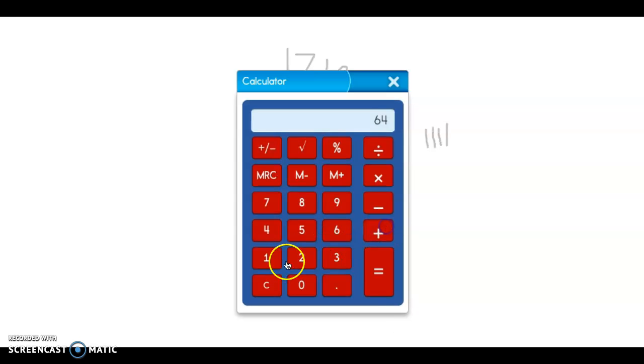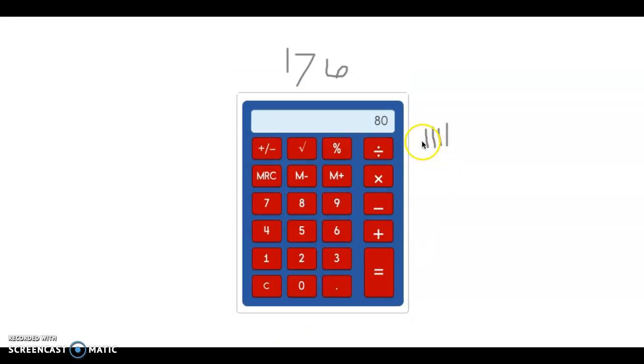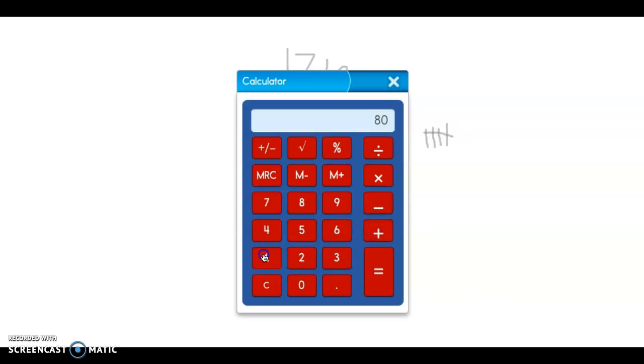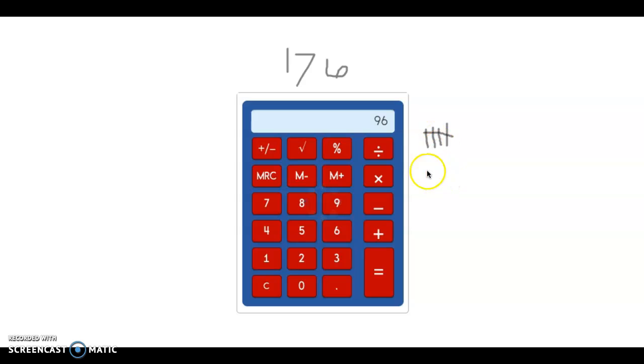Now I'm going to add 16 equals 80. Still not there. Let's do another tally. I have 4 marks, so the 5th one needs to cross. Amazing. Add 16. Equals 96, not quite there. We'll make another tally. So far we have 6 boxes, but we're not there yet.